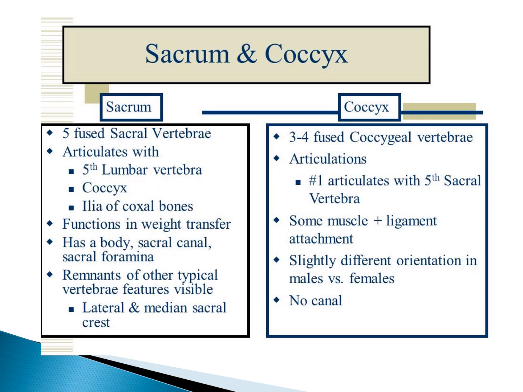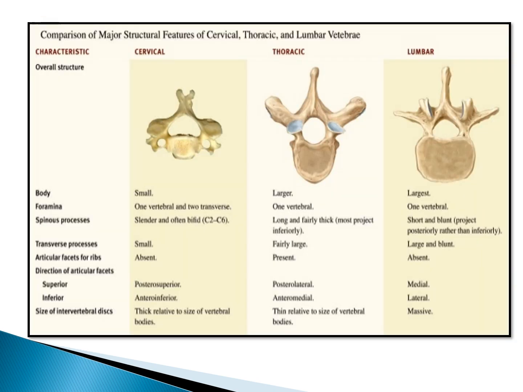These are the major important differences between the sacrum and coccyx. Sacrum is formed by the fusion of 5 sacral vertebrae. Coccyx is 3 to 5. Sacrum articulates with the 5th lumbar vertebra, iliac bones and coccyx. Coccyx articulates with the 5th sacral vertebra. The main function of sacrum is weight transfer, okay, and coccyx has few muscles and ligaments. Sacrum has a body, sacral canal and sacral foramen.